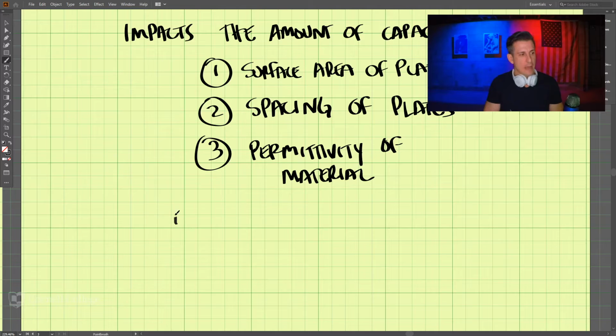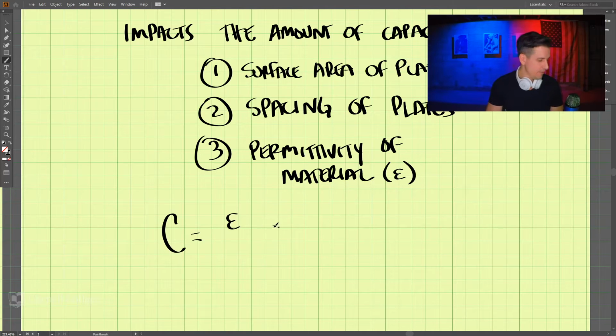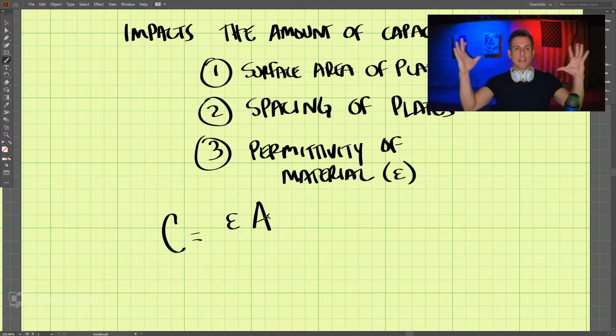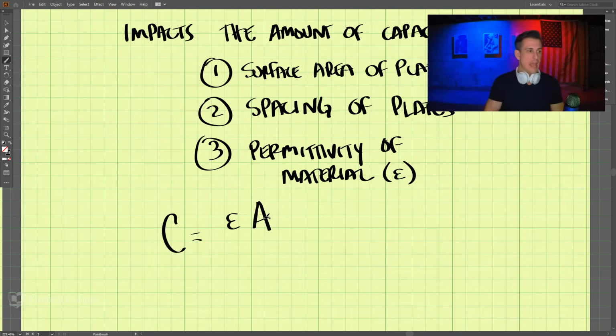So the capacitance is equal to the permittivity of the material, times the area, how big the plates are, and then divided by D, the distance, the spacing of the plates. So we have the area, the spacing, and the permittivity.